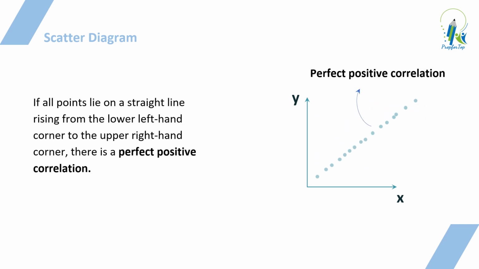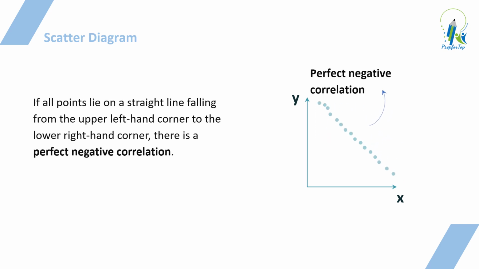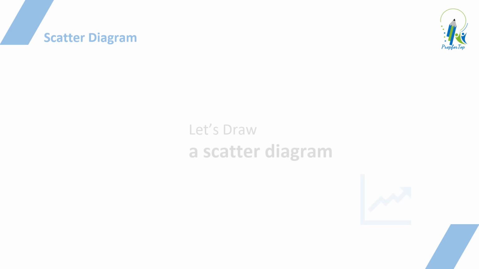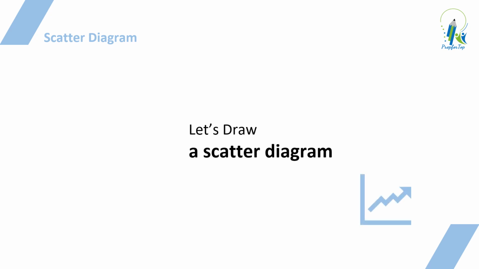If all points lie on a straight line, rising from the lower left-hand corner to the upper right-hand corner, there is a perfect positive correlation. If all points lie on a straight line, falling from the upper left-hand corner to the lower right-hand corner, there is a perfect negative correlation. Let's draw a scatter diagram.